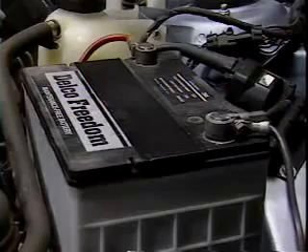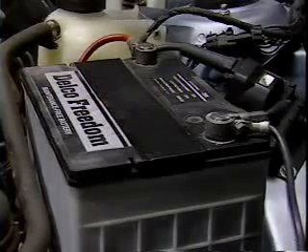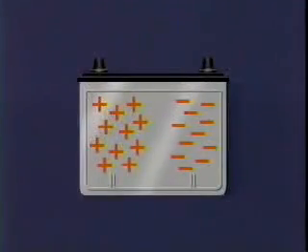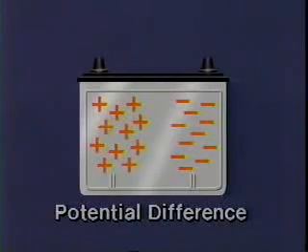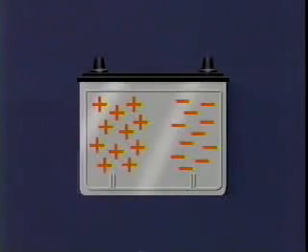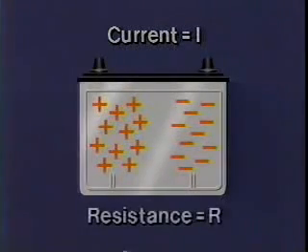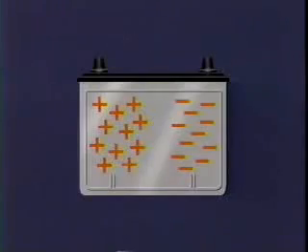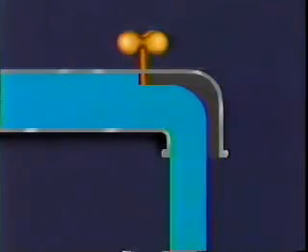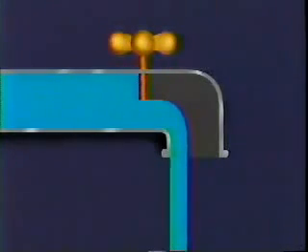Through chemical action, a potential difference is built up in the battery. That is, an overabundance of electrons at one terminal of the battery and a surplus of positive ions at the other. The state is called potential difference. This potential difference is the electrical pressure needed to cause a current, indicated by the letter I, to flow. The current is opposed by resistance, denoted by the letter R. In our example with the water pressure, the tap would be a resistor because it impedes the flow of water.